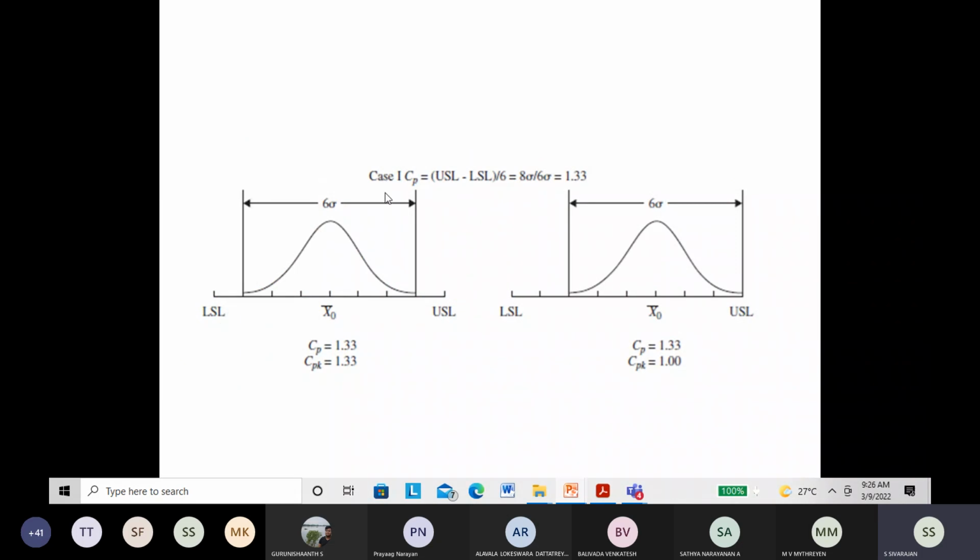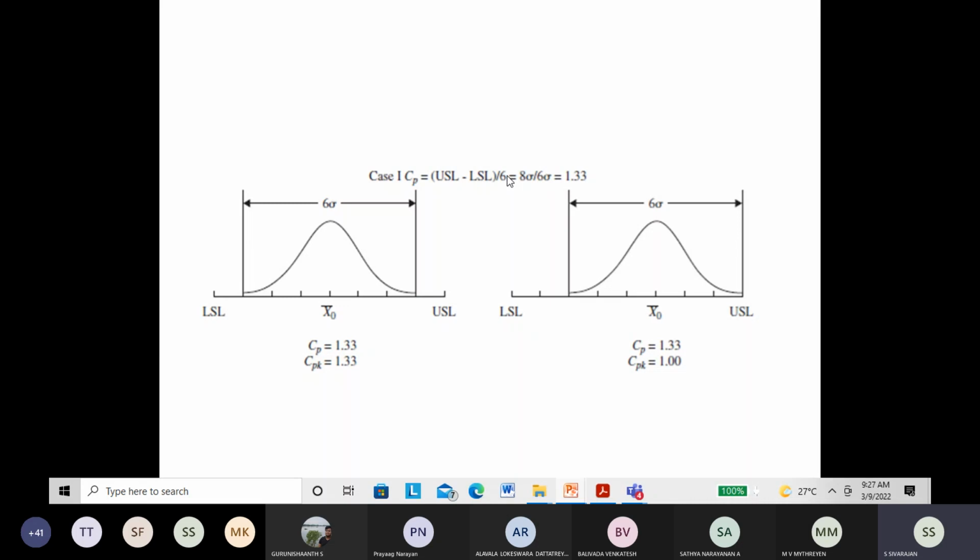Now there are 3 cases. In the first case, listen to me very carefully. This is X bar, the average, in the middle. 1 sigma, 2 sigma, 3 sigma, and then the 4th sigma is also there. So this is 3 sigma on this side: X bar minus 3 sigma, X bar plus 3 sigma, so 6 sigma. But the specifications are lying outside. This is the first case. LSL is the lower specification limit, USL is the upper specification limit. Now CP is given by USL minus LSL divided by 6 sigma.